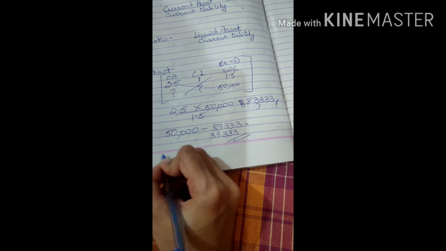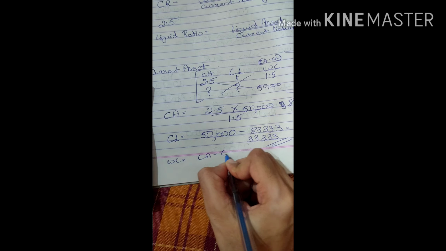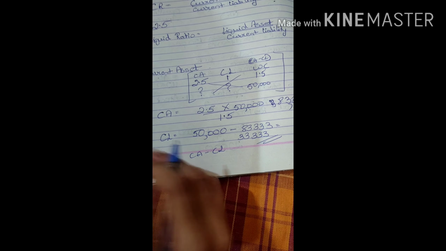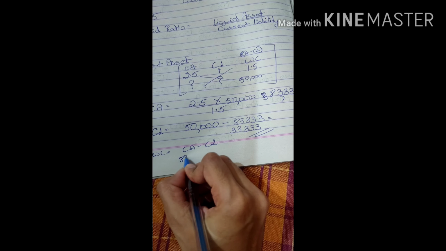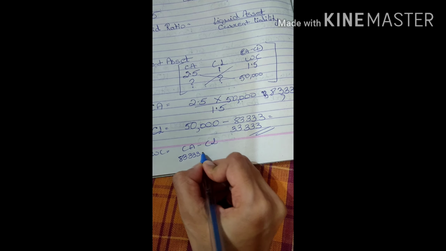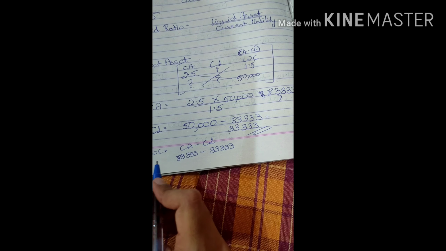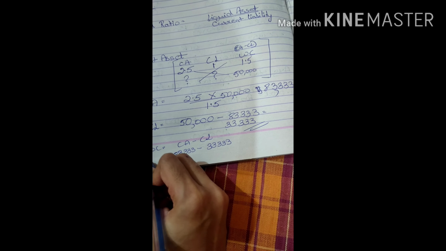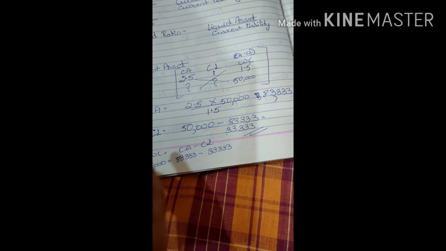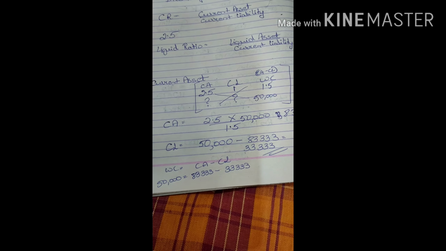If you want to verify your answer, you can just do it. Working capital is equal to current asset minus current liability. Our current asset is 83,333 minus 33,333, and you will get working capital as 50,000 again. This means that the calculation is correct.